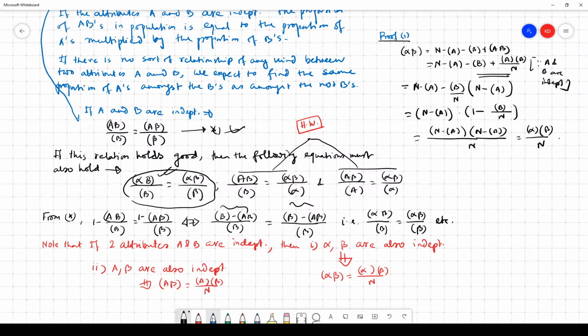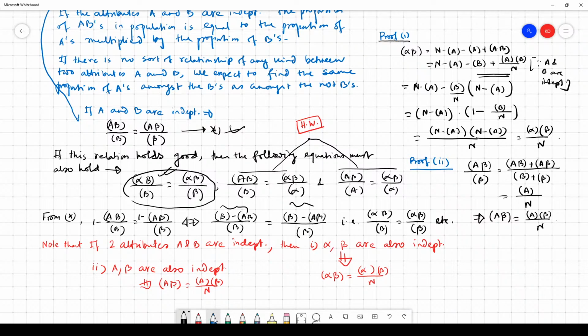Now proof of 2. (Aβ)/β. Aβ can be written as (AB + Aβ)/(B + β), equal to A/N. This implies (Aβ) = (A)(β)/N.